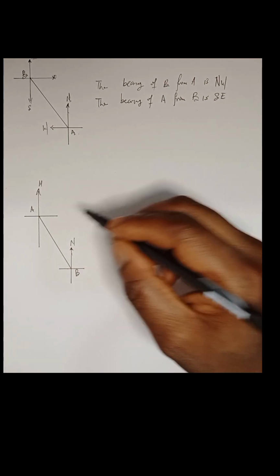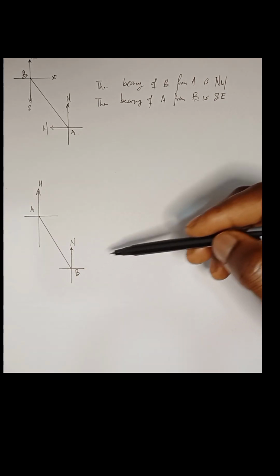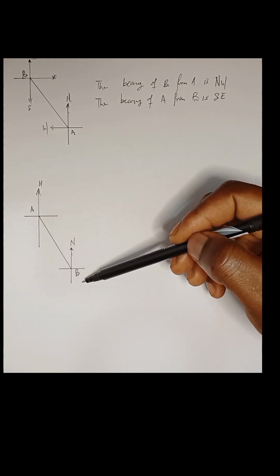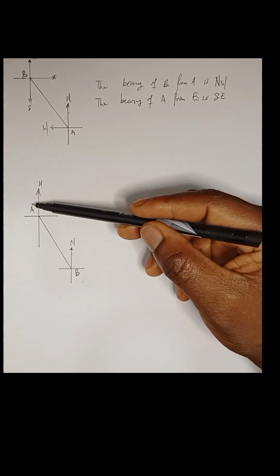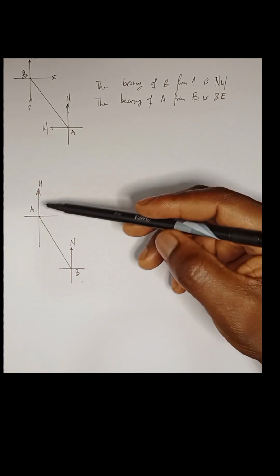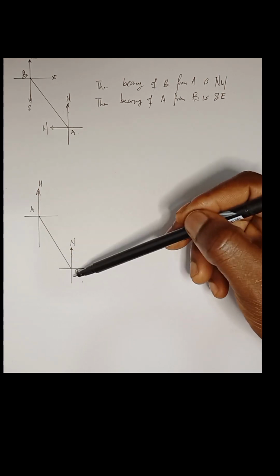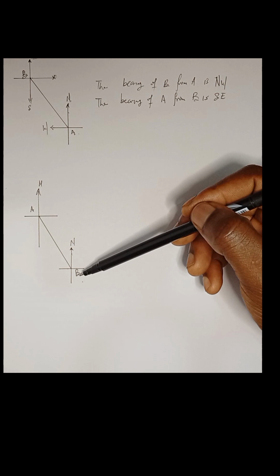Okay, one more. So look at this diagram well. I have A here and B here. Now I want you to tell me in the comment section what the bearing of A is from B and what the bearing of B is from A.